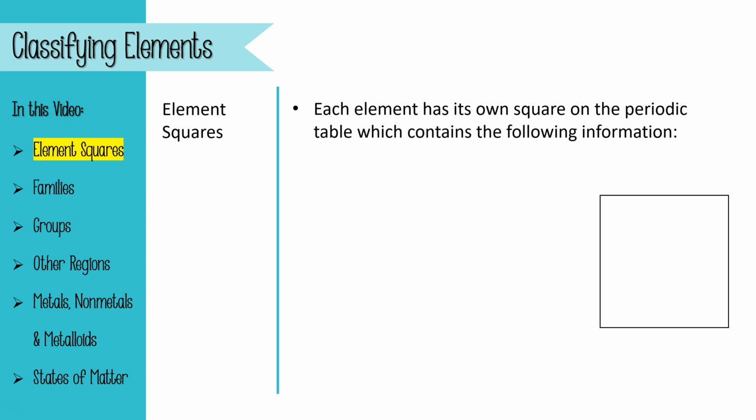First, let's take a minute to learn about the information contained in each square on the periodic table. Every element has a specific square. Different periodic tables may have more or less information, but we'll stick with the 4 most important pieces of information.